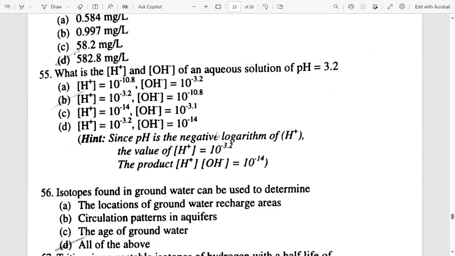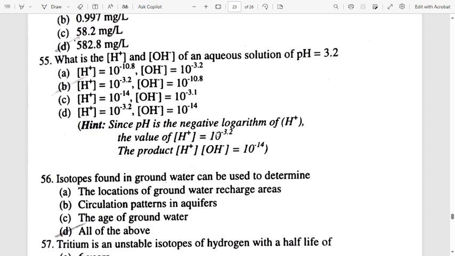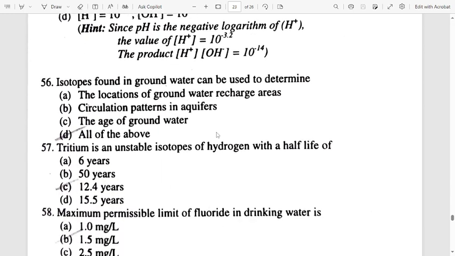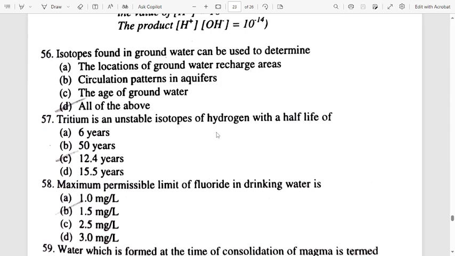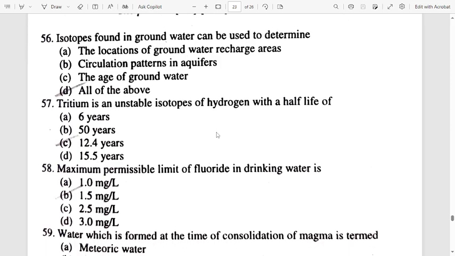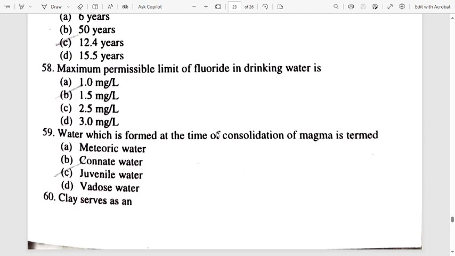Since pH is the negative logarithm of H plus, the value of H plus is equal to 10 to the power minus 3.2. The product of H plus and OH minus is 10 to the power minus 14. Isotopes found in groundwater can be used to determine the locations of groundwater recharge areas, circulation patterns in aquifers, the age of groundwater. Tritium is an unstable isotope of hydrogen with a half-life of 12.4 years. Maximum permissible limit of fluoride in drinking water is 1.5 milligram per liter.